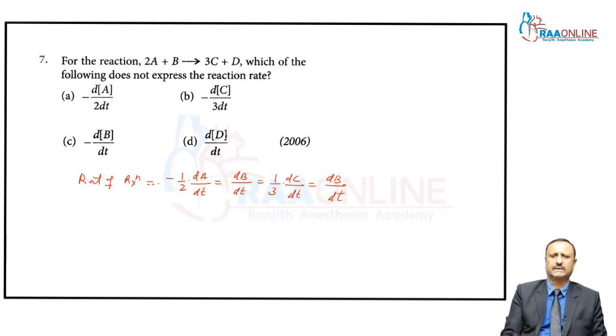My dear students, you can see here, this is the total rate of reaction for concentration of A and B. Now here, which of the following does not express the reaction rate? Here you can see option A, minus dA upon 2 dt, means 1 upon 2 dA upon dt, it is correct. Now we can see 1 upon 3 dC upon dt, here you can see this is the plus, but here this is the minus. My dear students, because it is a minus, this is the correct answer, because it does not express the reaction rate.